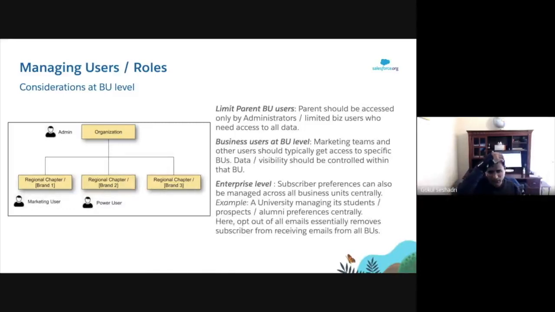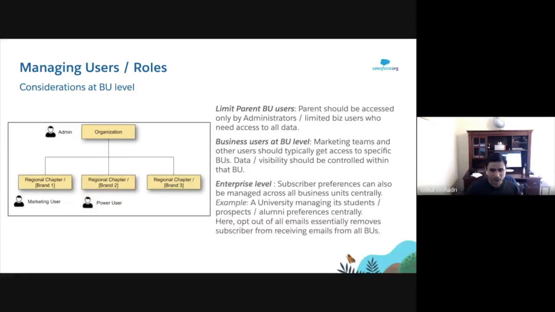Mostly, it's to system administrators and limited business users who will be communicating with the entirety of the population that represents your organization, like all constituents or all subscribers, like a centralized marketing department of a university. Those are the business users you want to put under the parent. Otherwise, it's a good practice to avoid putting a lot of users at the parent level, because once the users are in a given business unit, they pretty much get access to all the subscriber data that's in that business unit.